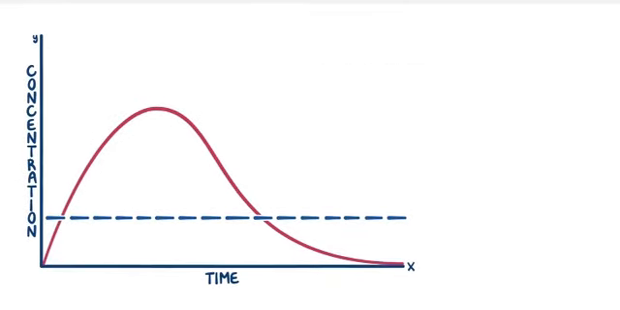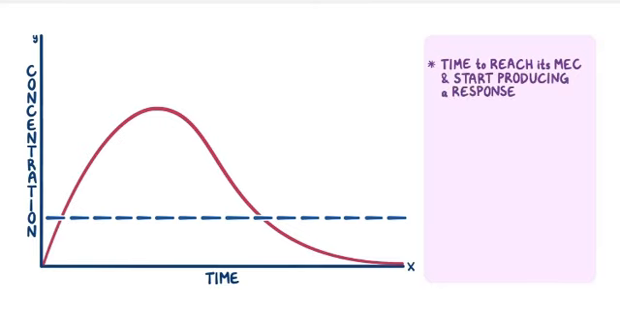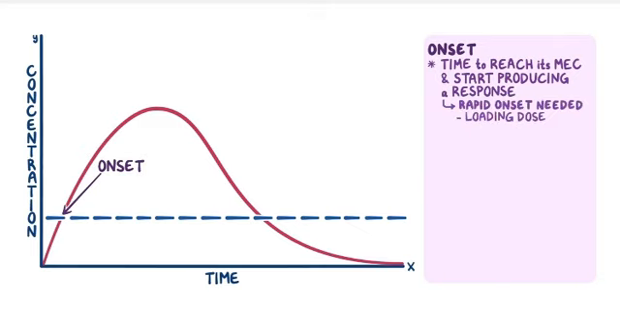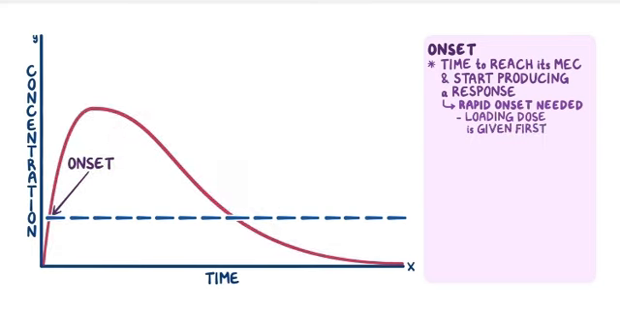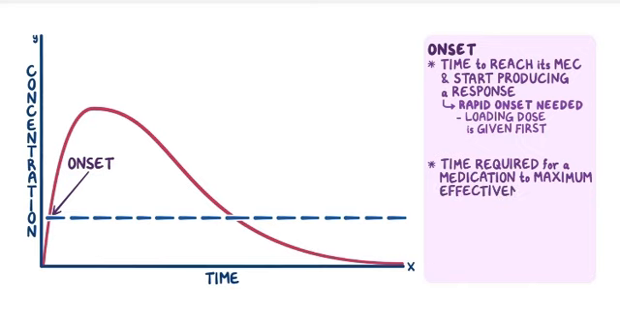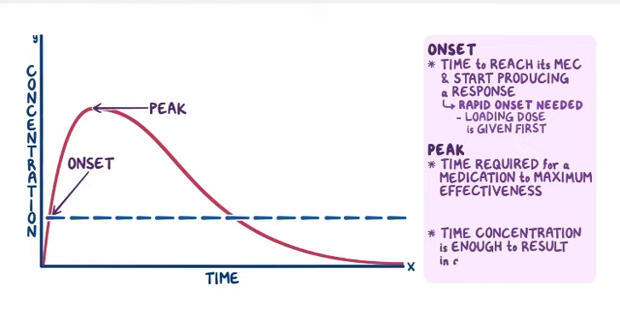Once a medication is administered, it requires some time to reach its minimum effective concentration and start producing a response in the body. This is known as the onset. If a rapid onset is needed, a loading dose, meaning a large initial dose of the medication, is given first. On the other hand, the time required for a medication to reach its maximum effectiveness is known as the peak. Finally, the length of time that the medication's concentration is enough to result in a therapeutic response is known as the duration.